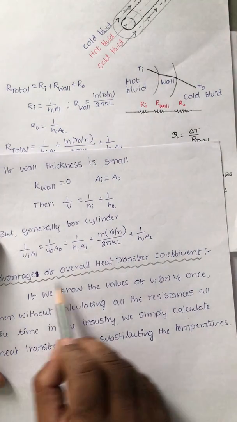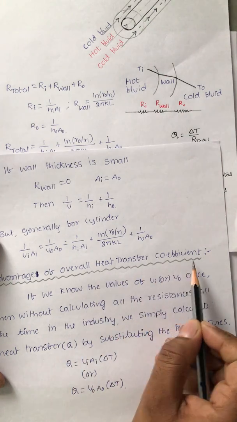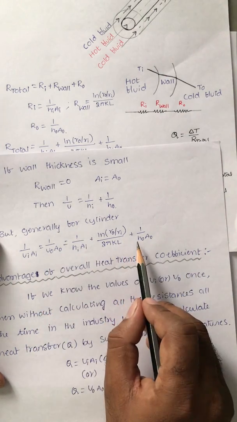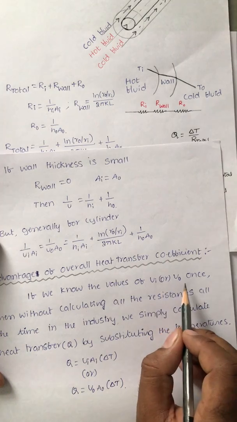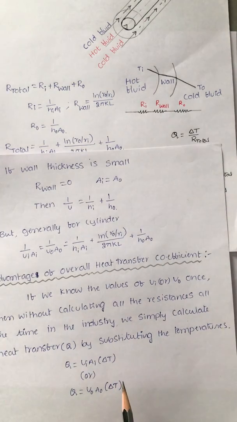That is the greatest advantage of using the overall heat transfer coefficient. No need to calculate all the resistances all the time. If you know the values of Ui or U naught once, it is very easy for you to calculate if you know the temperatures.